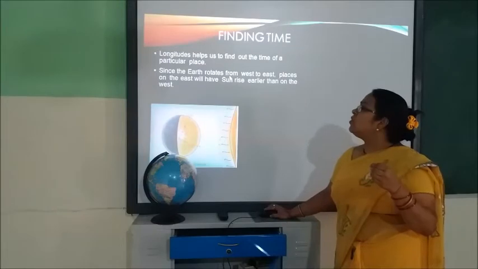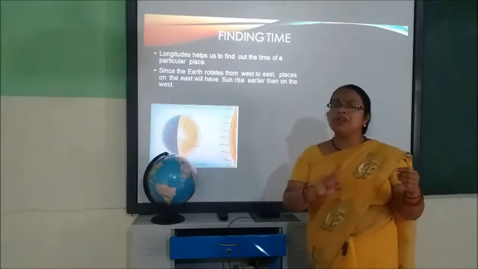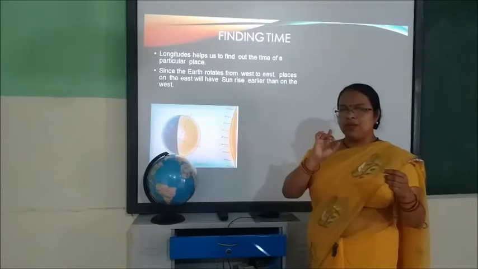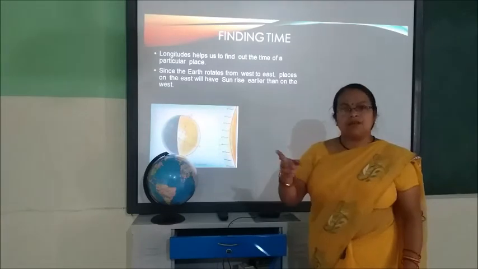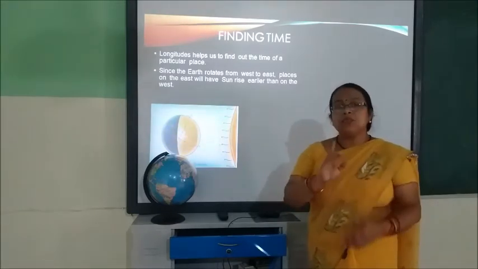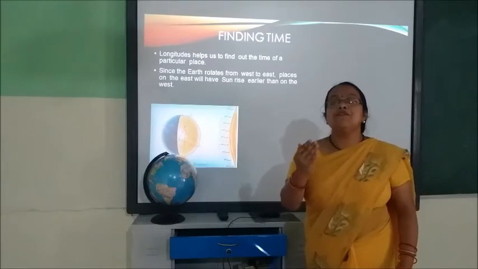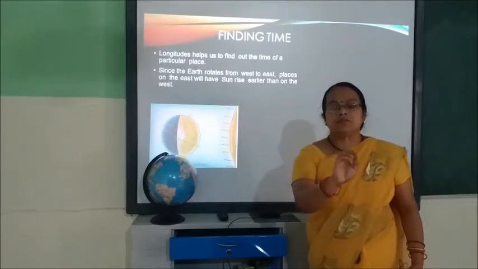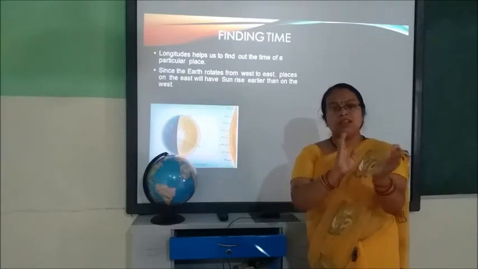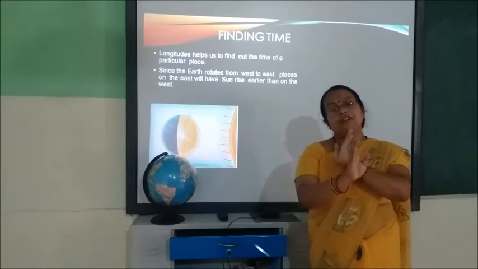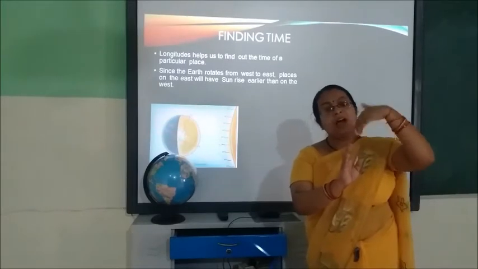Since the earth rotates from west to east, as I told you how the earth rotates, the places on the east will have sunrise first. Obviously the places on the east side of the globe have sunrise before the others. It will move like this. So where sunrise happened in the east, gradually evening will come, and then night. And gradually in the west part, it will be day.